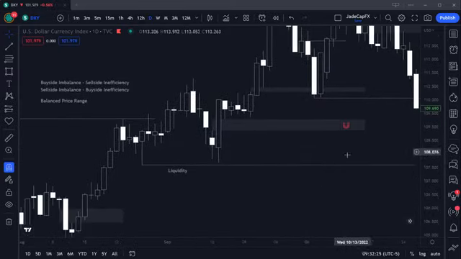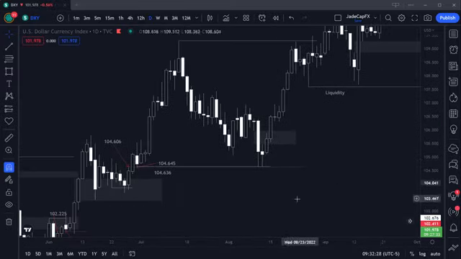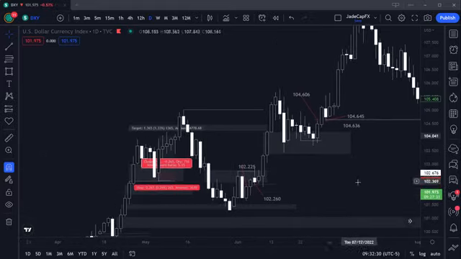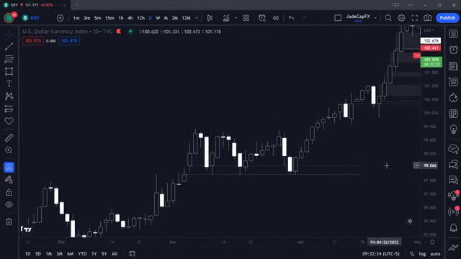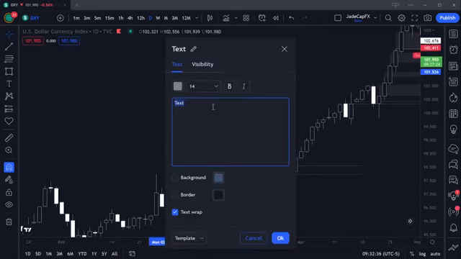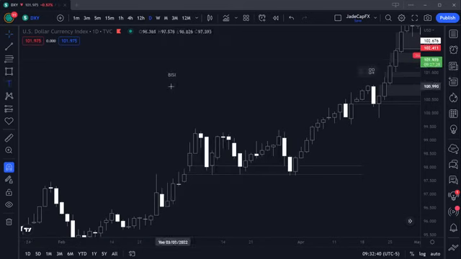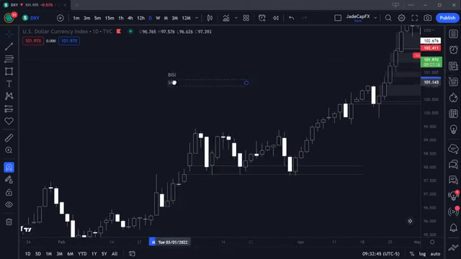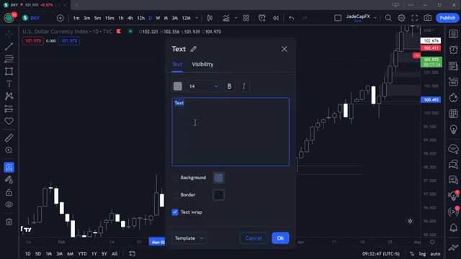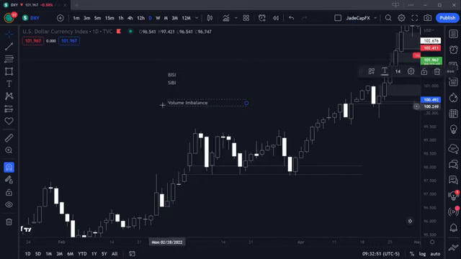So not only do we have fair value gaps, which is buy side imbalance, sell side inefficiency, we also have volume imbalances. So I'm going to type that again. So we have BISIs, we have SIBIs, and we have volume imbalances. Now, these are easy to spot. What is a volume imbalance?